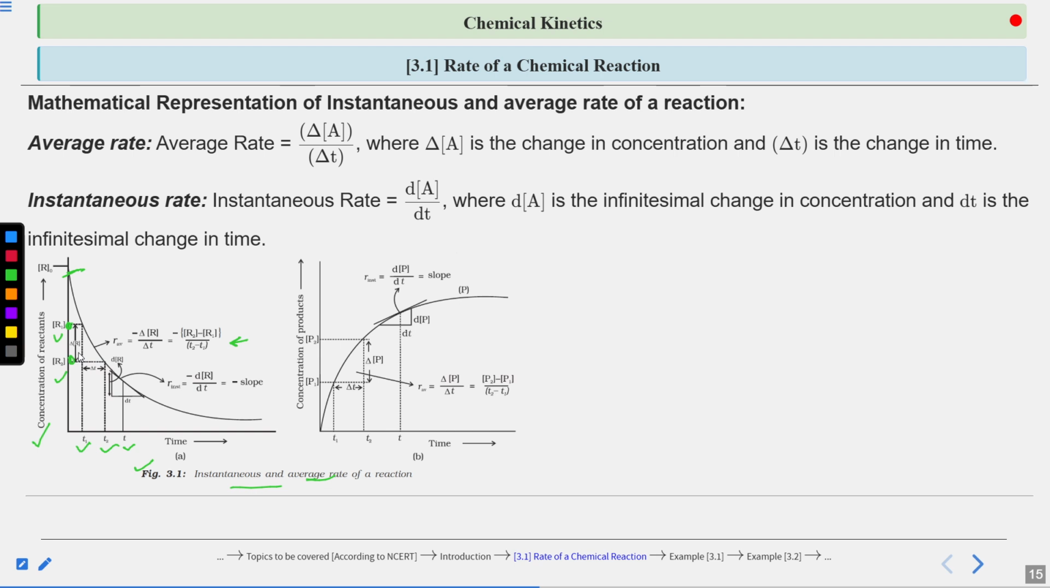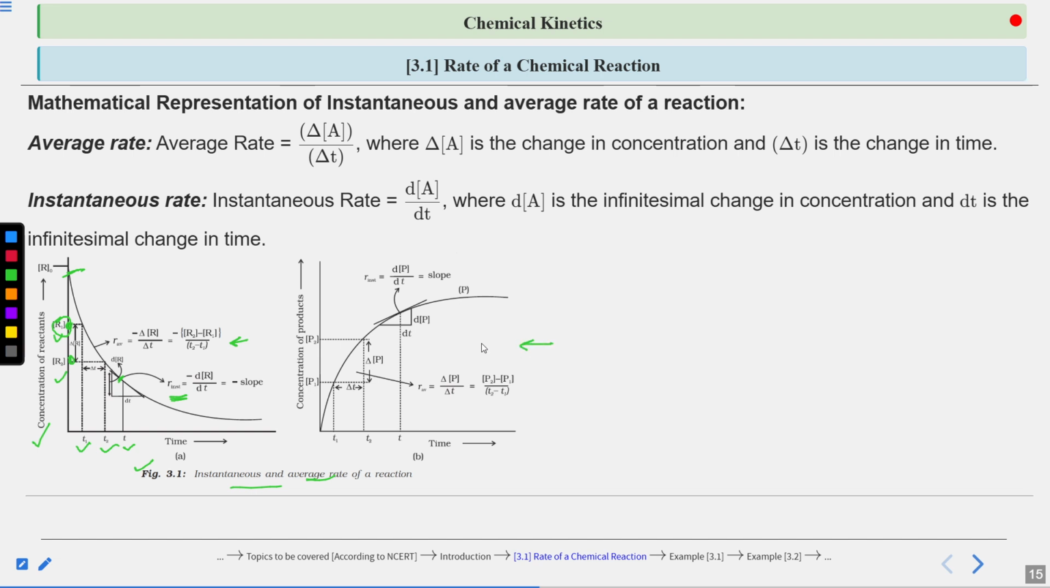R2 means we have some concentration of reactant. We have named it as R2, and if we have another concentration of reactant, we have named it as R1. So the average rate is defined as minus of R2 minus R1 divided by T2 minus T1. Similarly, the instantaneous rate at a particular point is defined as minus of dR by dt, which will be equal to minus of the slope, right?